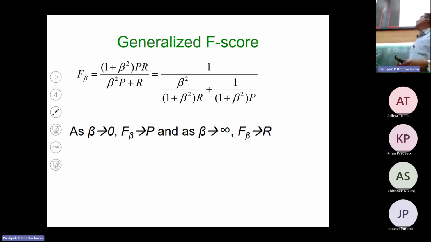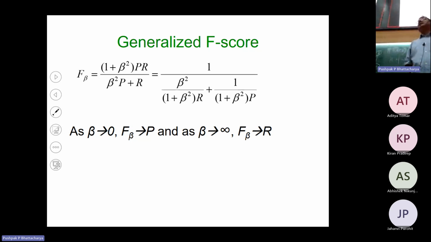Now, the usual case is beta equal to 1, where precision and recall both are given equal weightage. Then F1 becomes equal to the harmonic mean of precision and recall. It becomes 2 into PR by P plus R. Now the question is why harmonic mean and why not arithmetic mean or geometric mean?